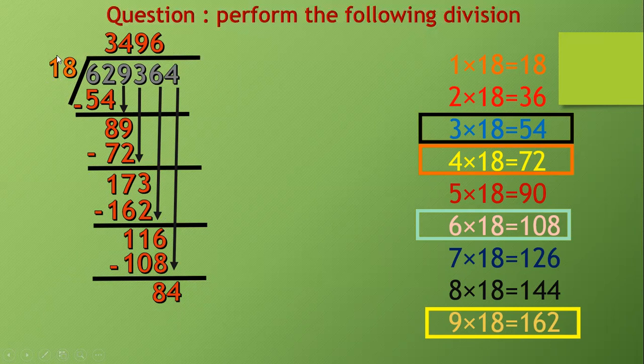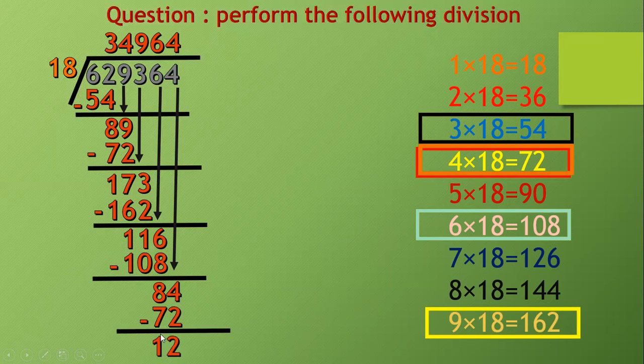So find the product of 18 which is equal or smaller and nearest to 84. Now find the product here. Again we will use this product, that is 4 multiplied by 18 is equal to 72. Now 4 will be placed in quotient and 72 will be right here. Subtract 72 from 84. Our answer will be 12.